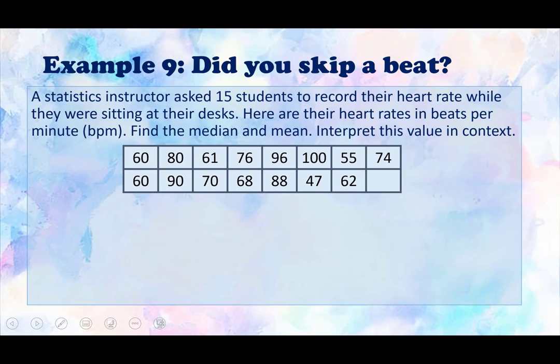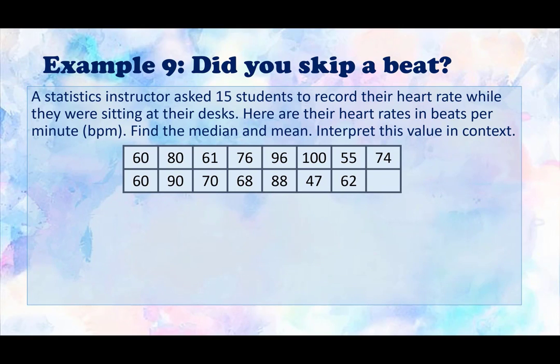What we want to do is an example here. Example number 9, did you skip a beat? A statistics instructor asked 15 students to record their heart rate while they were sitting at their desks. So here is the list of heart rates in beats per minute, or BPM. What we want to do is find the median and the mean, and interpret these values in context.